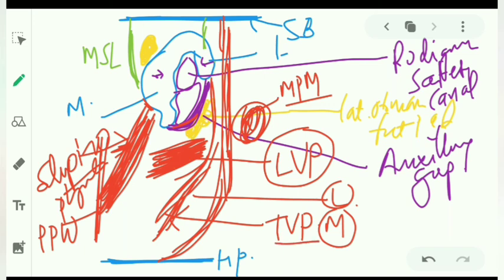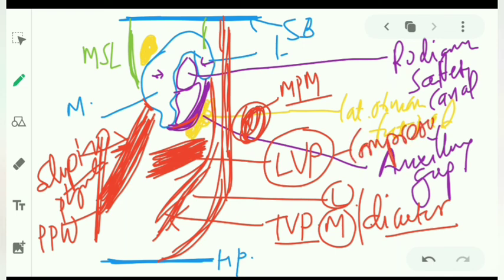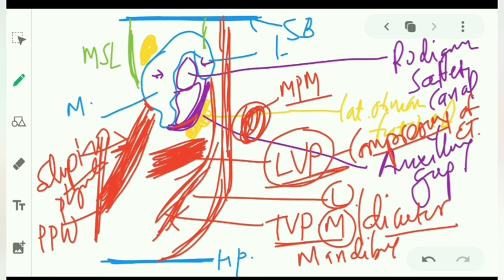The tensor veli palatini muscle is the dilator of the Eustachian tube. The levator veli palatini muscle is the compressor of the Eustachian tube. The tensor veli palatini muscle is supplied by the mandibular nerve. The levator veli palatini muscle is supplied by the glossopharyngeal nerve.